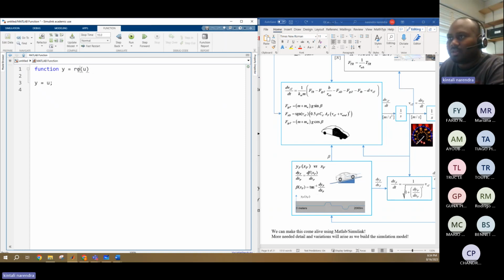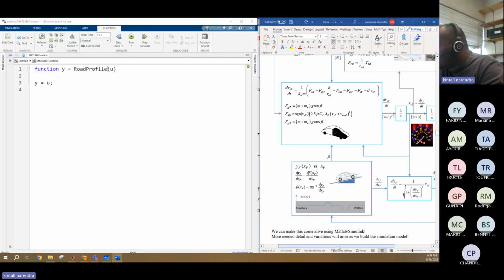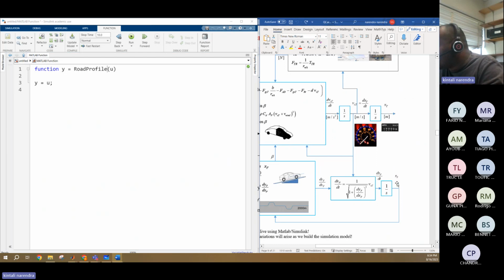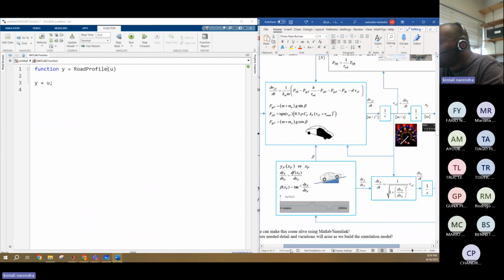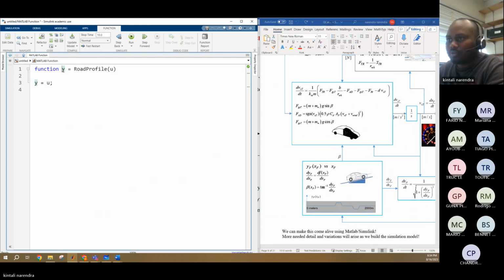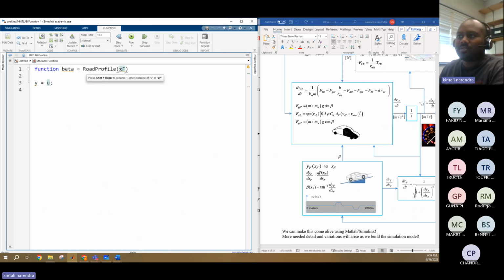Guys, can you see the screen? Okay, road profile. I need to create a road profile for this. Now, what are the inputs to this one? X of f is the input, and the output is beta. The input is x of f, the floor distance.